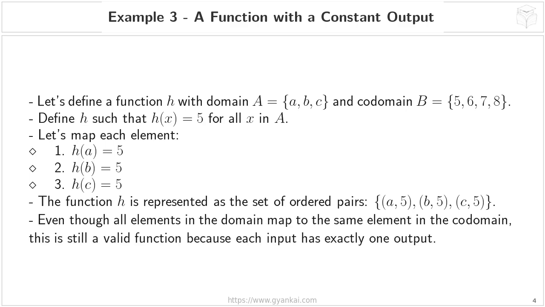Now it's important to notice something here. All the elements in the domain, B and C, are mapping to the same element in the codomain, which is 5. Even though we aren't using all the elements in our codomain, we're not using 6, 7, or 8, this is still a perfectly valid function. Why? Because the key rule is that each input must have exactly one output. And in this case, each element in the domain has a single defined output, 5. Remember, as we'll discuss on the next slide, a function doesn't have to use every element in the codomain. The codomain just tells us what possible outputs there are. So, this constant function is a good example to keep in mind as we continue.